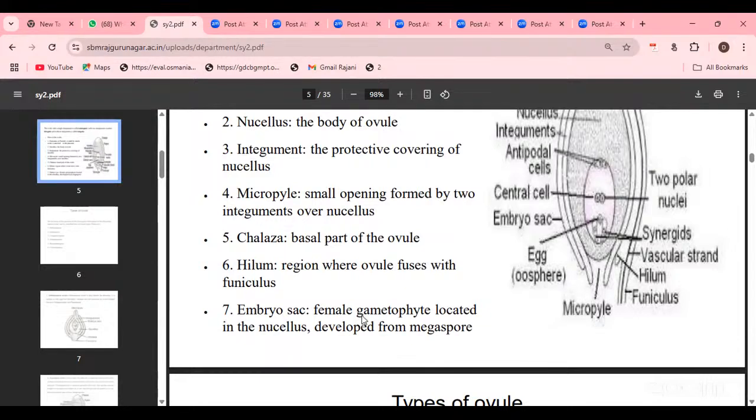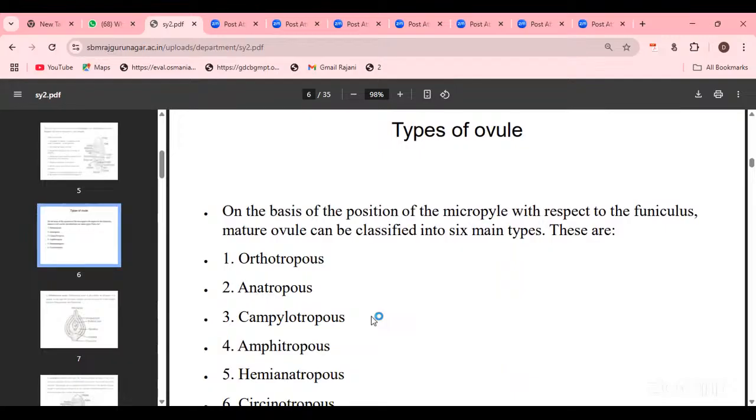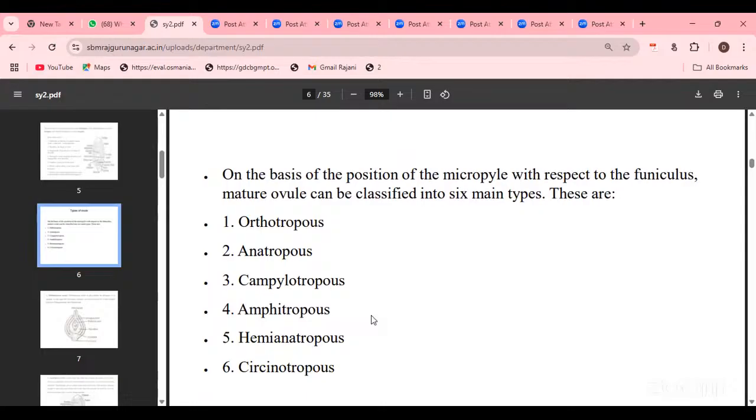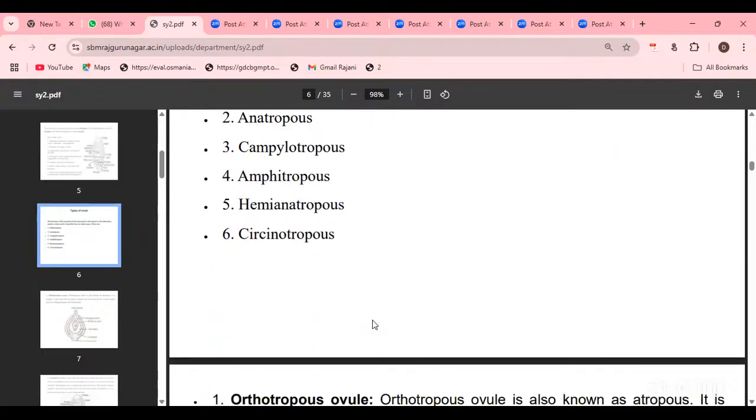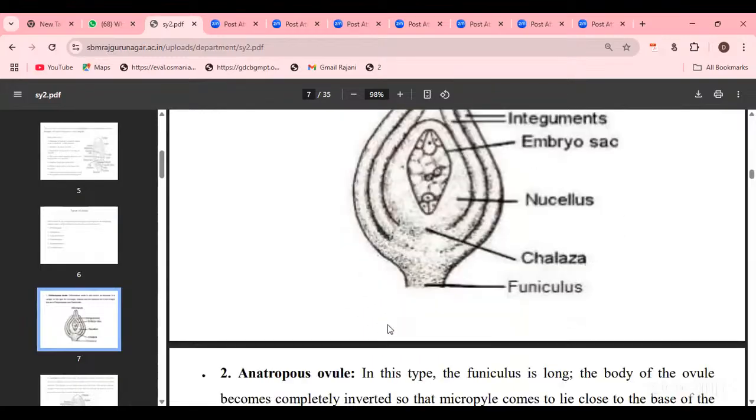The first one is orthotropous, second one anatropous, third one campylotropous, fourth one amphitropous, fifth one hemianatropous, sixth one is circinotropous. These are the female gametophyte, ovules, types of ovules, and parts of ovules.